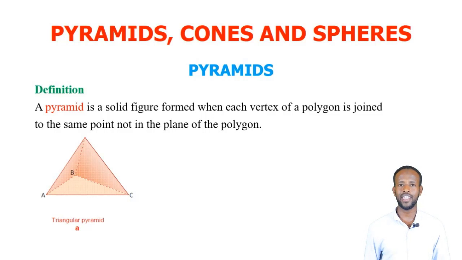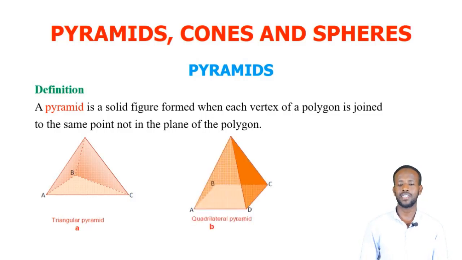Okay, let us see this one again. This is again another pyramid. This type of pyramid is known in Egypt. Egyptians have this as a symbol. So this is a quadrilateral pyramid. Why quadrilateral? Because the base is four-sided.